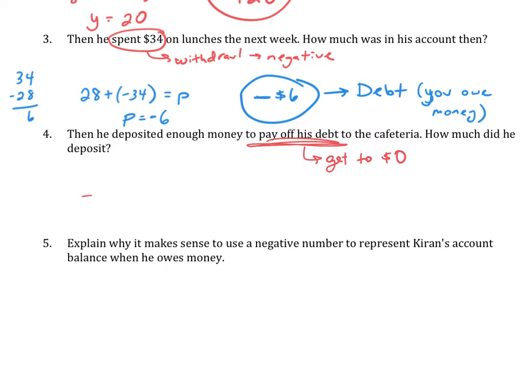So we set up our equation. He currently has negative $6. He adds some unknown amount. I'm going to call it D. And he ends up at 0. So what plus negative 6 will give you 0? Well, hopefully you recognize the additive inverse that we talked about last lesson. And note that anytime you add opposites, it equals 0. So therefore, D must equal positive 6. So we know he deposited $6 in his account.